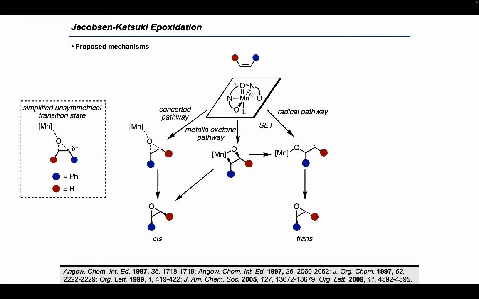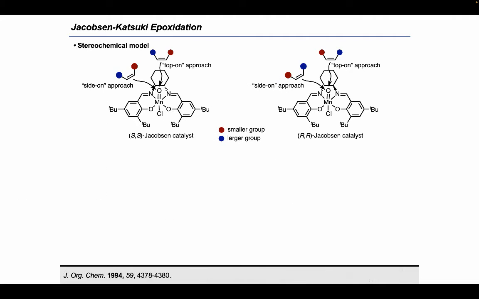The stereochemical models for this reaction often invoke what's called a top-on approach, where the alkene substrate approaches the manganese oxo from above the diaminocyclohexane bridge, or a side-on approach, where it comes in at more of an angle. For example, if we take the S,S enantiomer of the catalyst, we can then predict which enantiomer of product will be formed using this model, as long as we orient the alkene properly. And here the key is to make sure that the large alkene substituent is drawn as approaching from the opposite side of the axial methine hydrogen.